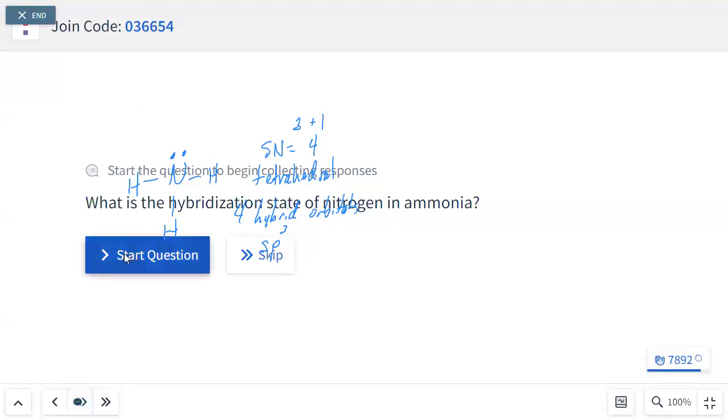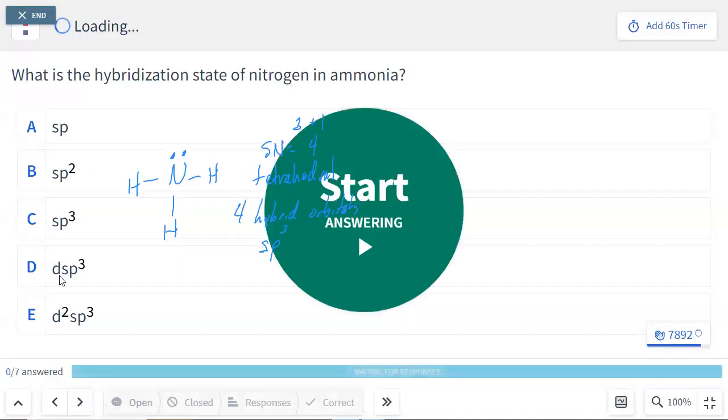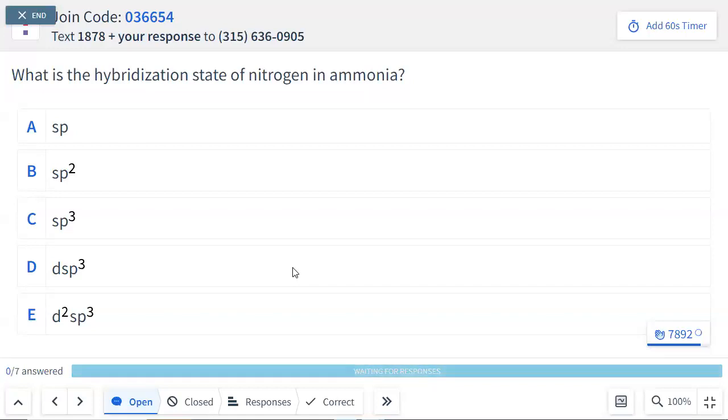Let's do a review question. Question is this: what is the hybridization state of nitrogen in ammonia? We just talked about it, so hopefully this is a pretty easy question to answer. I'll redraw ammonia here just in case we forgot what it looks like.